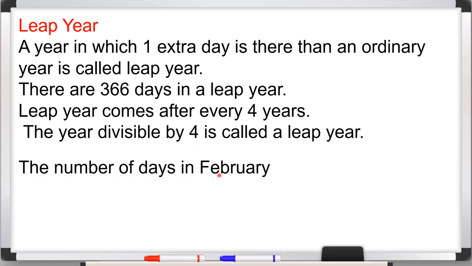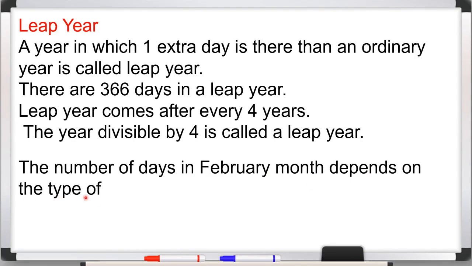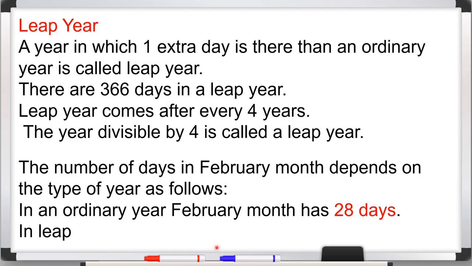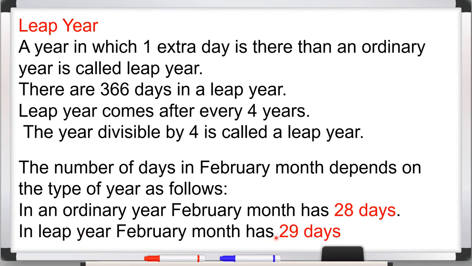The number of days in February month depends on the type of year as follows. ठीक है, जो February month के days होते हैं वो किस पे डिपेंड करते हैं? टाइप ऑफ ईयर पे. In an ordinary year February month has 28 days. Okay, ordinary year में February month में 28 days होते हैं, and in leap year February month has 29 days और February month में leap year में 29 days होते हैं. जो ये one extra day होता है ये हमारा कौन से month में add हो जाता है? February month में. Understood बेटा?